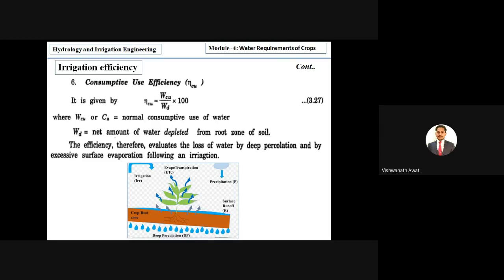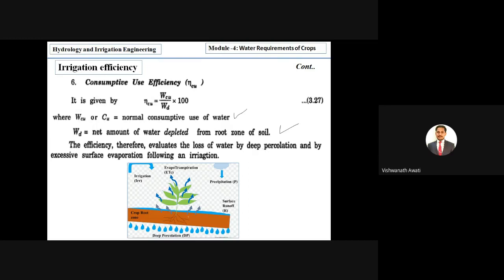Next we'll go for the last, consumptive use efficiency. Here the consumptive use efficiency is given by eta Cu equal to Wcu divided by Wd into 100. Now Wcu is normal consumptive use of water and Wd is net amount of water depleted from the root zone. This efficiency therefore evaluates the loss of water by deep percolation and by excessive surface evaporation following an irrigation, right?